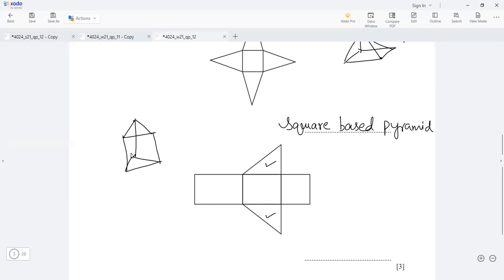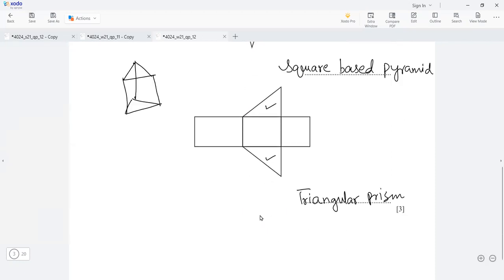So the number of rectangles depends on the corners of the base. If there are three corners, it is a triangle, so there must be three rectangles. If you close it, it must look like a triangular prism. Write it with the base name, or just prism, which is fine as well. Triangular prism or triangle base prism, both are fine. So this is the answer for this question.